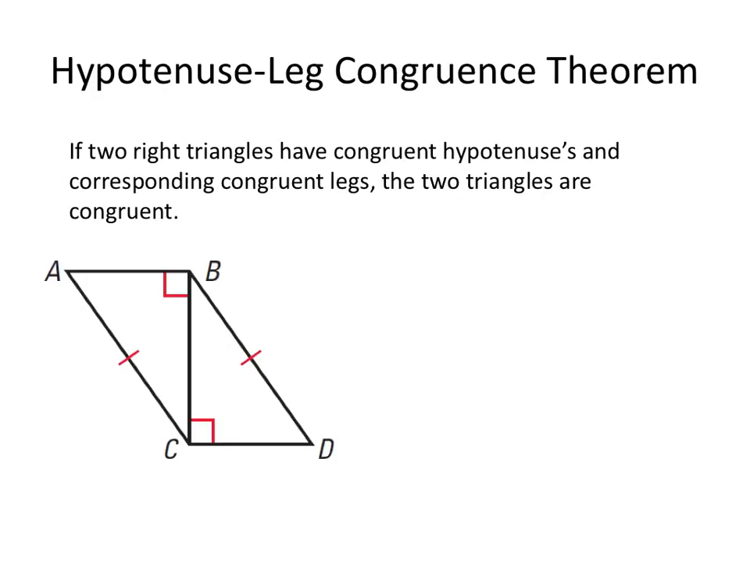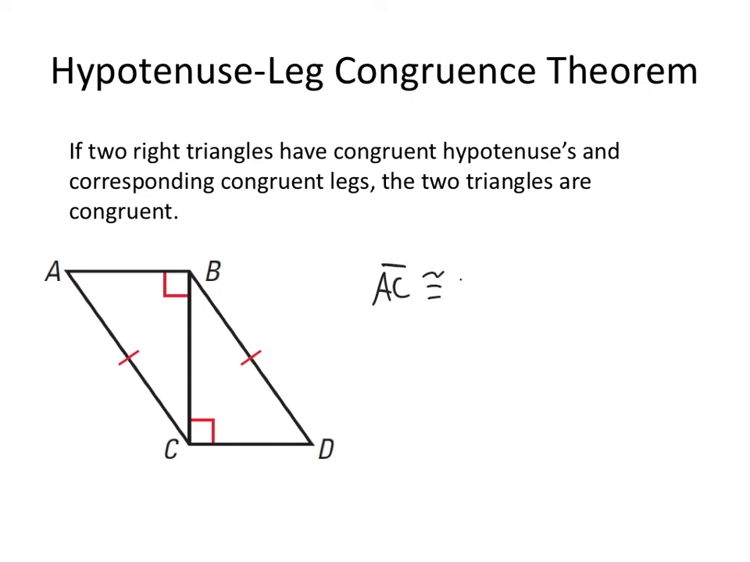Our final shortcut to proving triangles congruent is the hypotenuse-leg congruence theorem, which states if two right triangles have congruent hypotenuses and corresponding congruent legs, the two triangles are congruent. In this diagram, we notice that triangle ABC and triangle DCB are right triangles. The right angle in ABC is angle B, and the right angle in DCB is angle C. We also notice that the hypotenuses AC and BD are also congruent to each other.